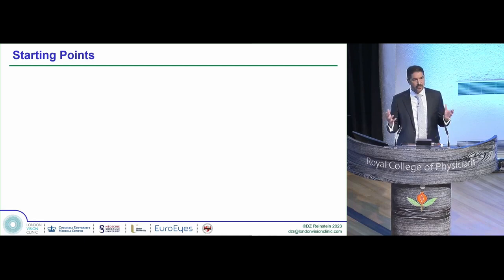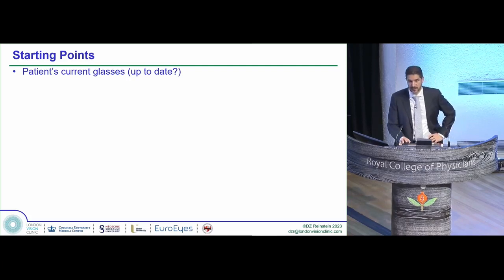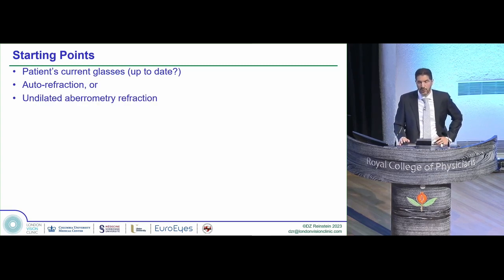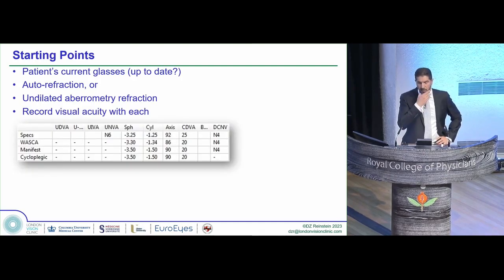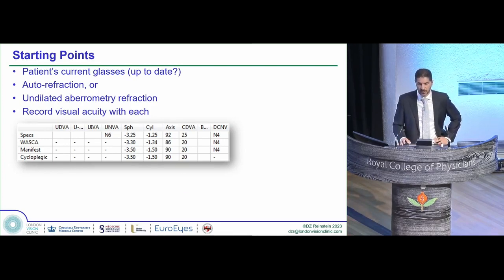What do you use to start your refraction? You don't have to start completely from zero. Well, we normally would use either the patient's current glasses, if they're recent, an autorefractor, or undilated aberrometry, because the aberrometers actually generate a refraction as well. What we actually do is record all of these. We record what they can see with their current glasses. The Wasca is the aberrometer. We now use the Osiris, but any of the aberrometers are fine. And you just round it off to the nearest 0.25, and you record their visual acuity.